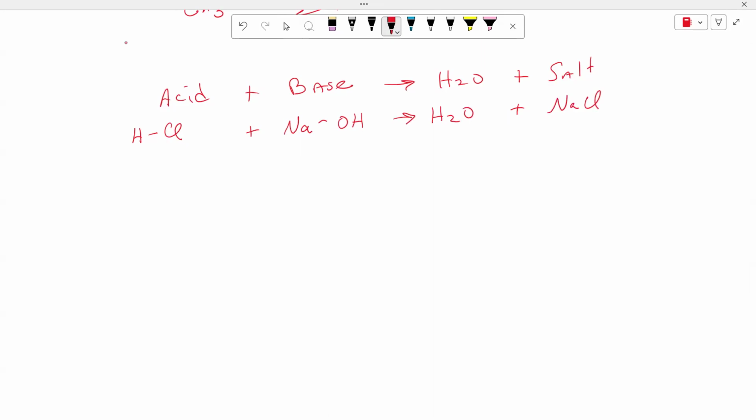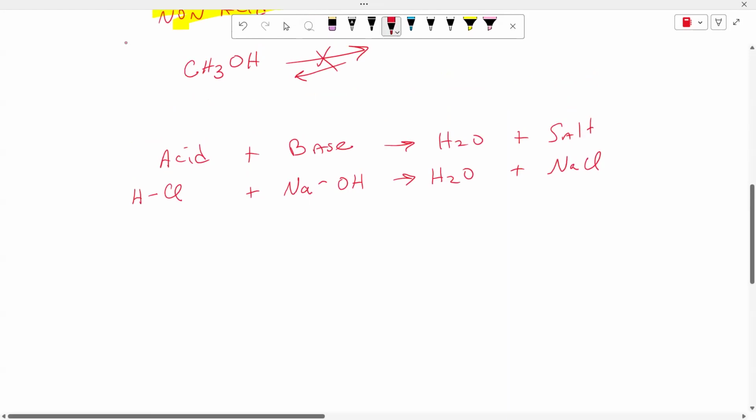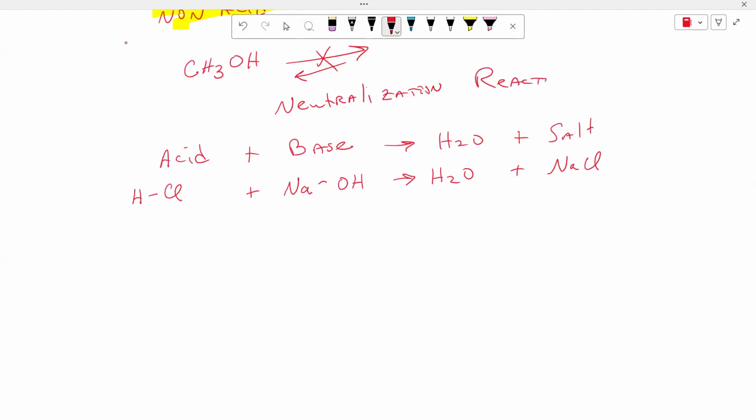Okay, so this is officially called a neutralization reaction. All neutralization reactions, no exception, produce water and a salt. What happens is the proton on the acid and the hydroxyl ion on the base combine, and that's where the water comes in. And what's left over is the salt.